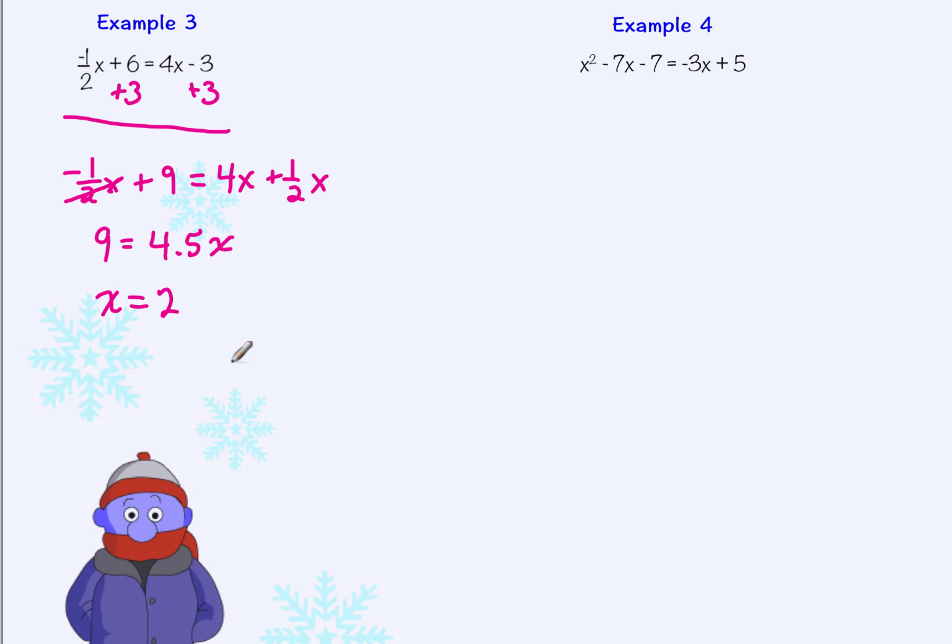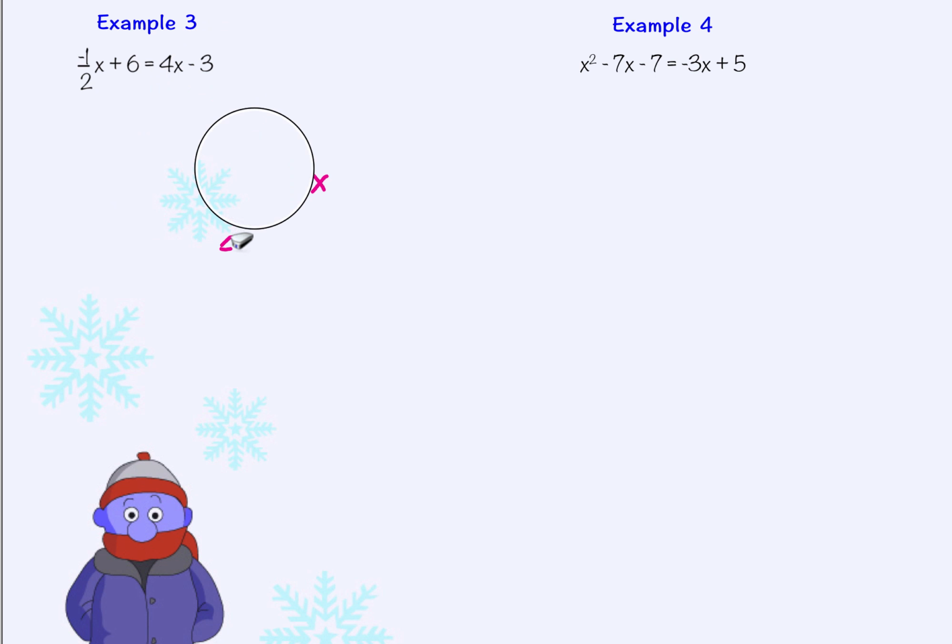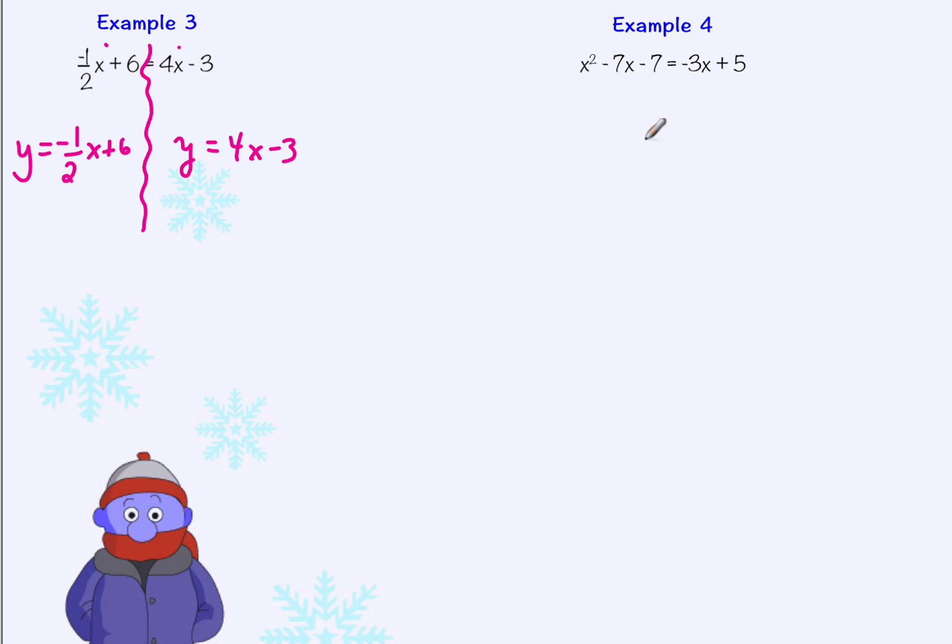I can also do it on a calculator. Now, here's the beauty of math. Sometimes it's easier to do it on a calculator. Sometimes it's harder. But how would we do this equation on a calculator if need be? Well, we know the answer is x equals 2. And notice there was no y's here. All they wanted were x's. So what we have to do is look at this as two equations. We have the equation y equals negative 1/2 x plus 6. And this is the equation y equals 4x minus 3.